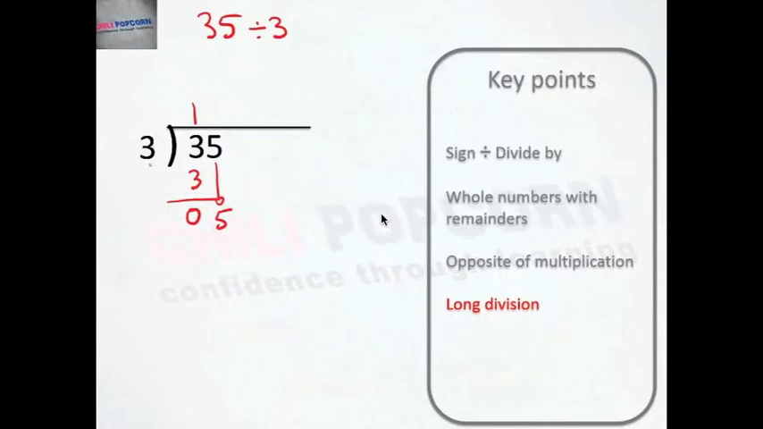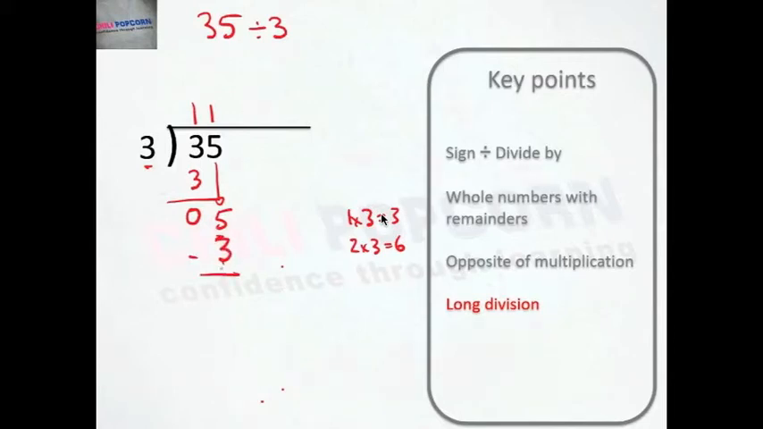Now we say, okay, we compare 3 and we compare 5. So how does 3 divide into 5? We know that 1 times 3 is equal to 3, and 2 times 3 is equal to 6. So we already know that 3 is going to go into 5 1 time, because if we do 2 times, we go over 5.